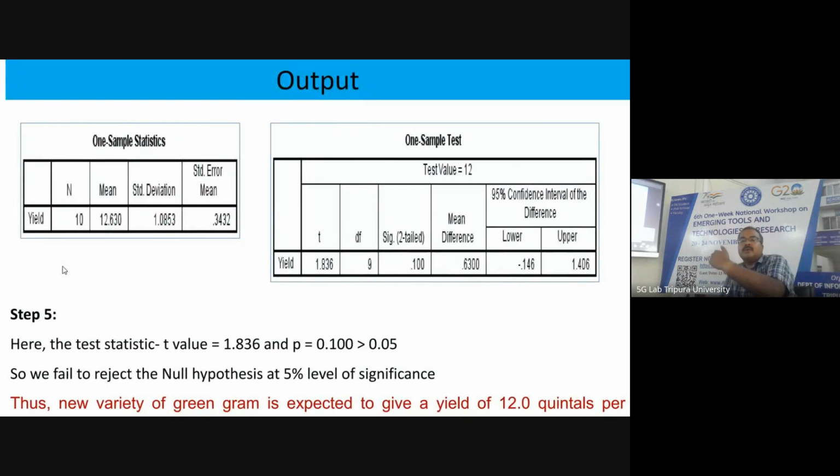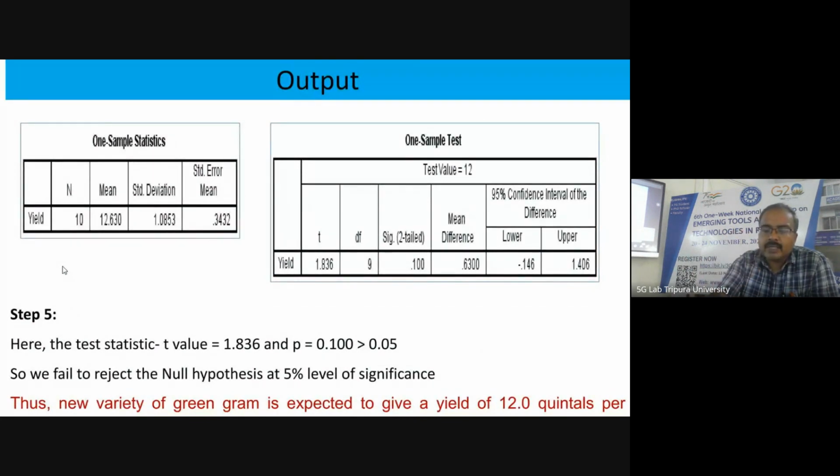Now, 0.05 is much lower than 0.10. That means 0.10 is a higher value than 0.05. Therefore, it comes within the acceptance region for the null hypothesis, and we are going to accept the null hypothesis on the basis of the data collected from 10 different farmers. Thus, the new variety of green gram is expected to give a yield of 12 quintals per hectare.